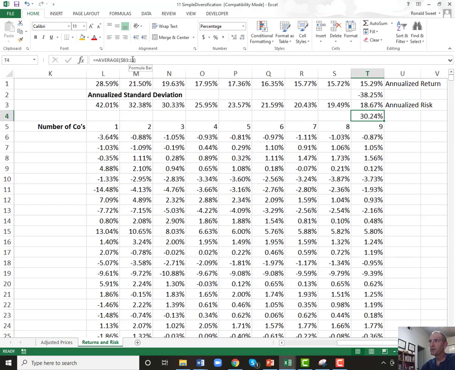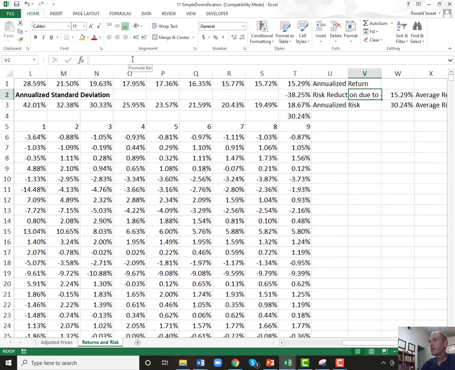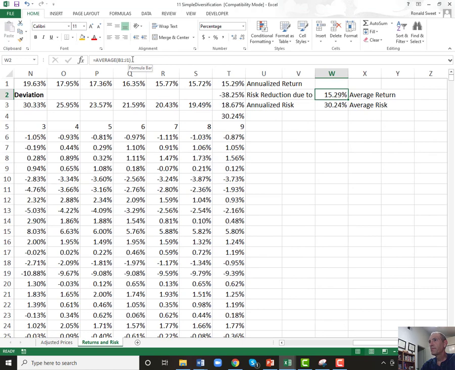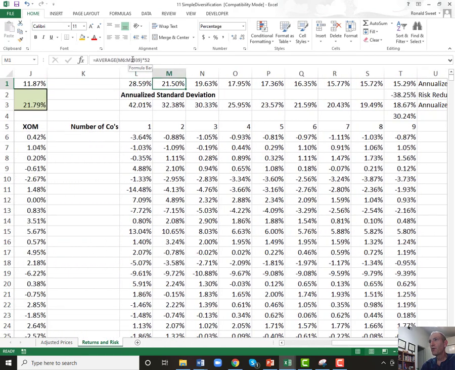Now, we haven't gotten to that point because I only have 9 stocks, but we've reduced our risk 38% by doing nothing. This is risk reduction due entirely to diversification. Nothing else. Risk reduction entirely due to diversification. We reduce our risk almost 40% by doing nothing more than diversifying. Now, our return did come down too, and that's part of how I put the order of these stocks.